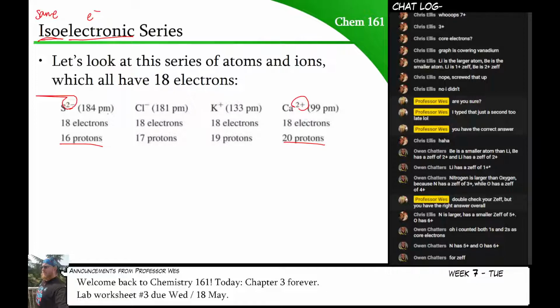And you can see the effect on the radius as we add protons to the nucleus. Now, my question for you is where would argon go, which has 18 protons and 18 electrons? Or can you predict its radius?